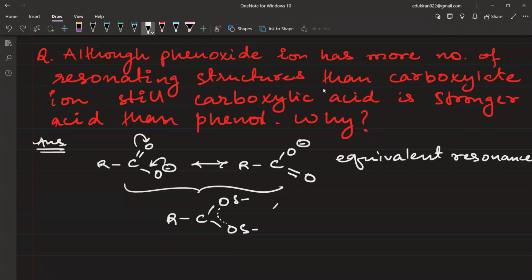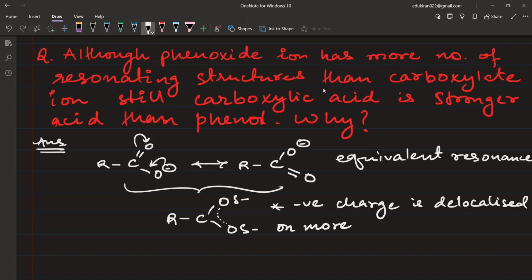And then you will say the negative charge is delocalized on the more electronegative oxygen atom.